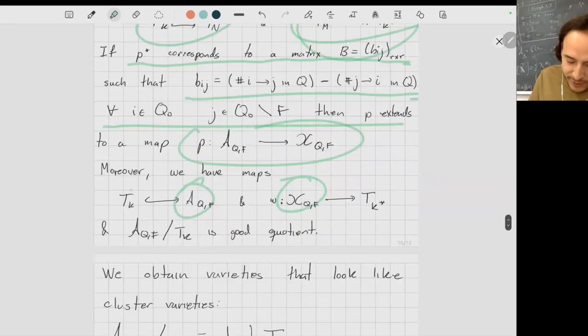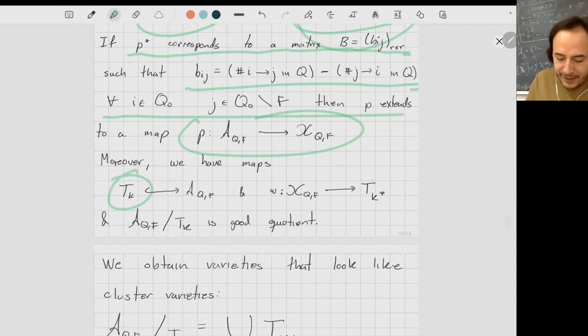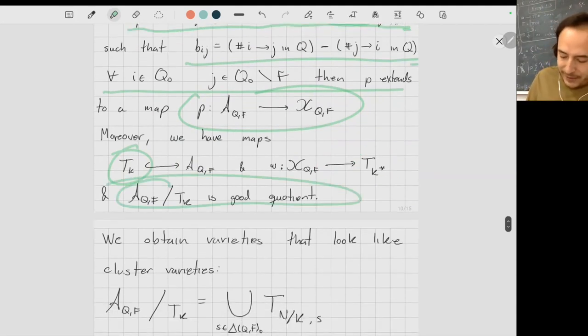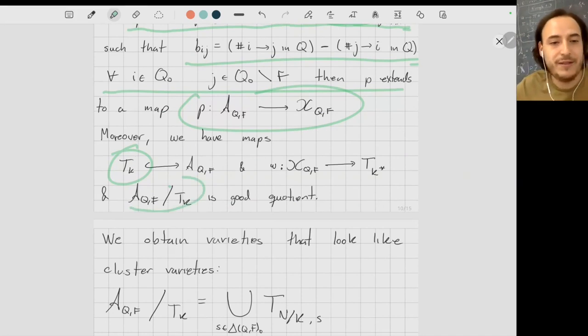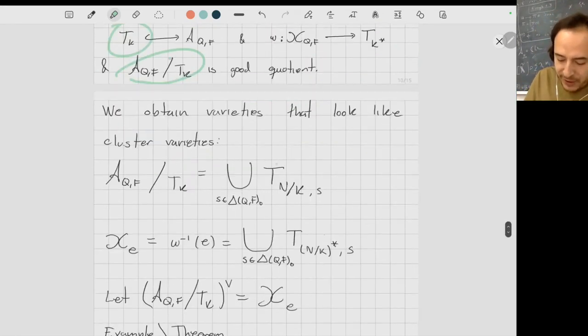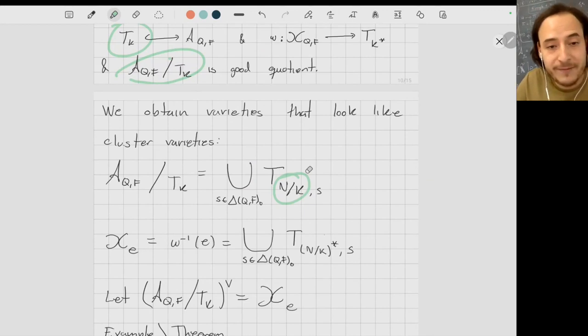So for us, they are going to give inclusions of tori, let's say actions of tori inside A cluster varieties, and fibrations of X cluster varieties over tori. And if these tori act just by multiplication, then I have an associated good quotient. This good quotient looks very much like a cluster variety in the following sense. It's going to be glued out of tori, parameterized by the same set, but this time the tori are associated to the lattice E mod K.